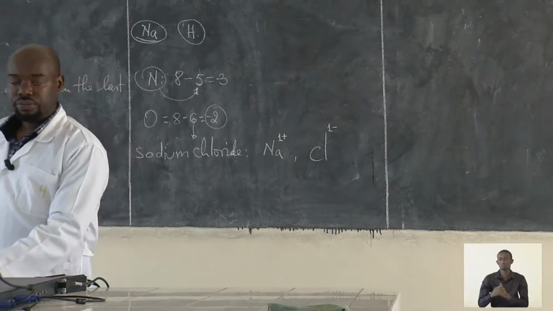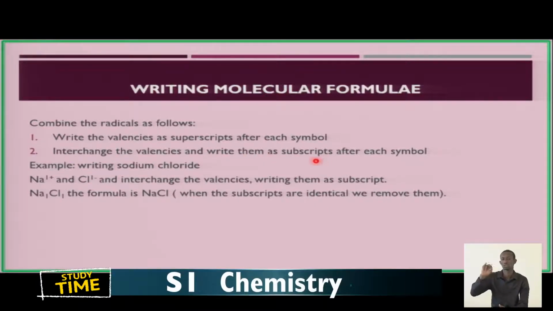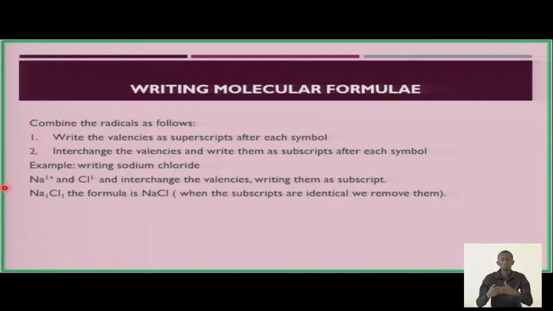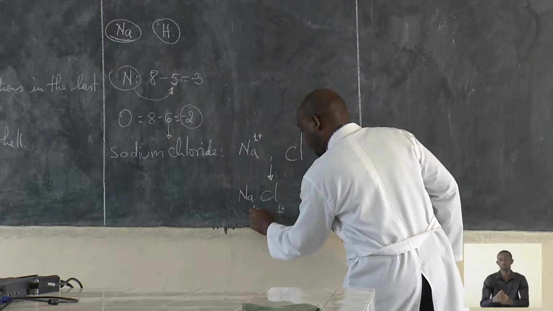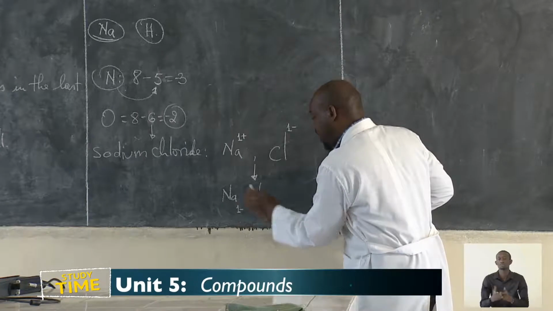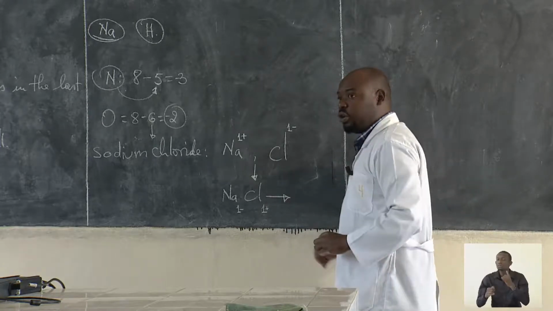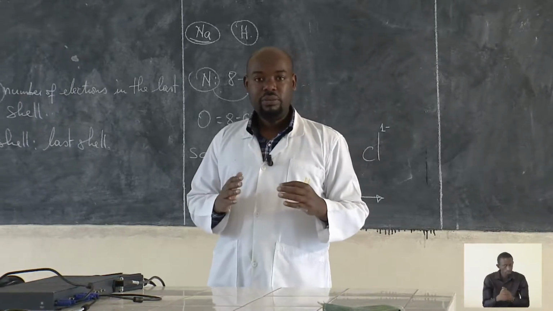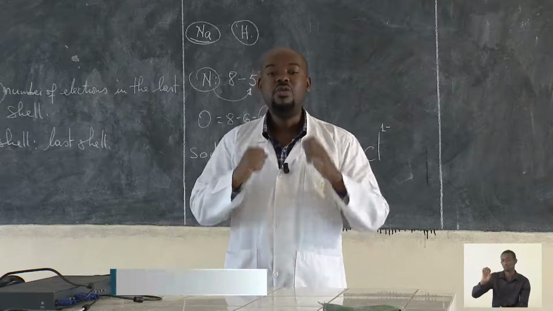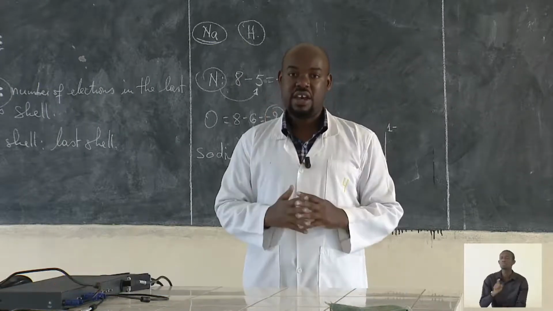On point number 2, we interchange the valences and write them as subscripts after each symbol. Let's say we have sodium with 1 and Cl with 1. Remember, it is 1 positive and 1 negative. We have interchanged the valences and written them as subscripts after each symbol. And how do we get the final molecular formula? You have to check if the valences are similar, you remove them. But if they are different, you cannot remove them. They should stay there in the molecular formula.